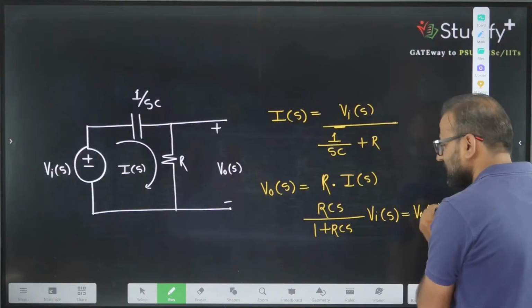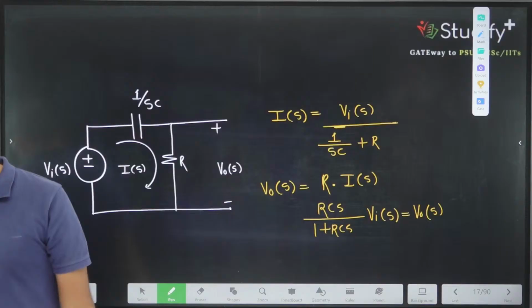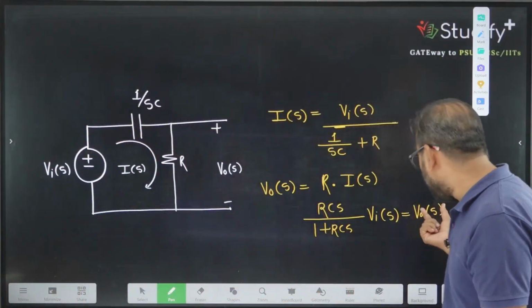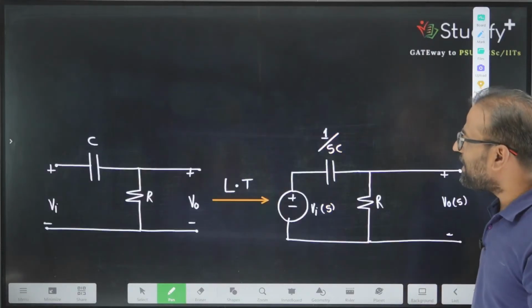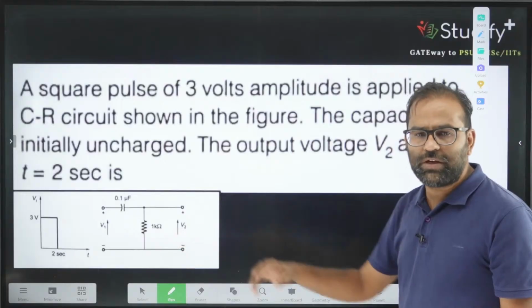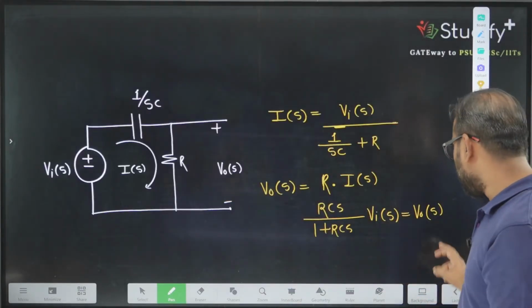So what is the first step? The first step is to take the Laplace transform of the circuit. What is the second step? The second step is to calculate that variable. So which variable is needed? The needed variable is this V2. We want V2 or V out. So V2 we are interested in. We are interested in V out.